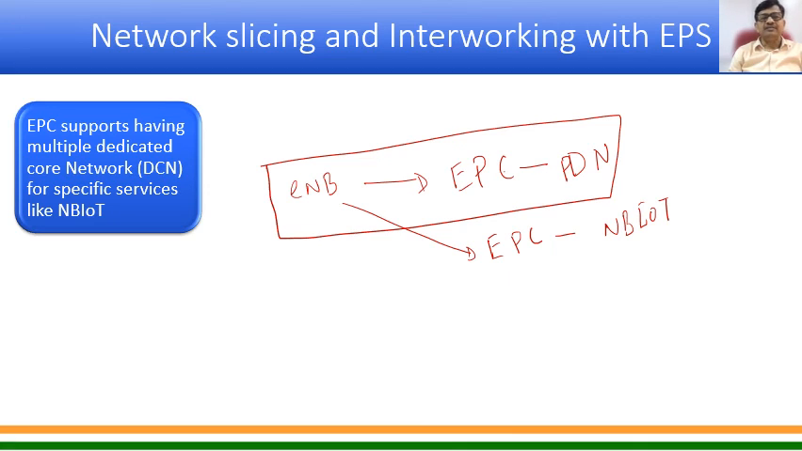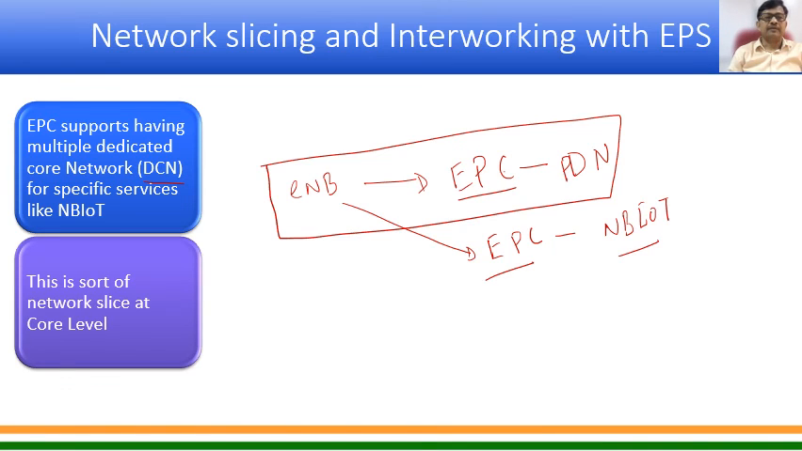What I'm trying to say is that EPC supports having multiple dedicated core networks, which we call DCN, dedicated core network. This core network is for general use, and this core network is for NB-IoT. So this is a kind of slice at the core level. So only the core is having different slices.